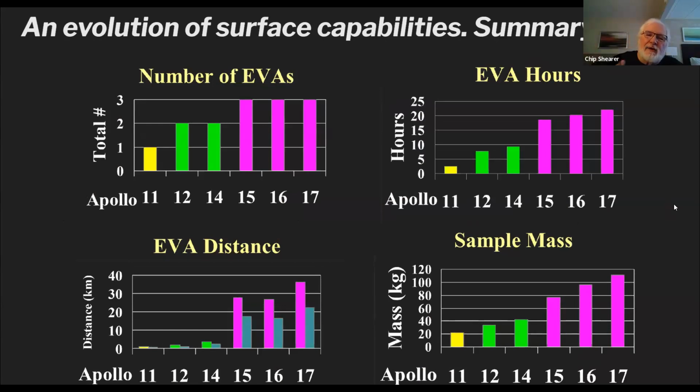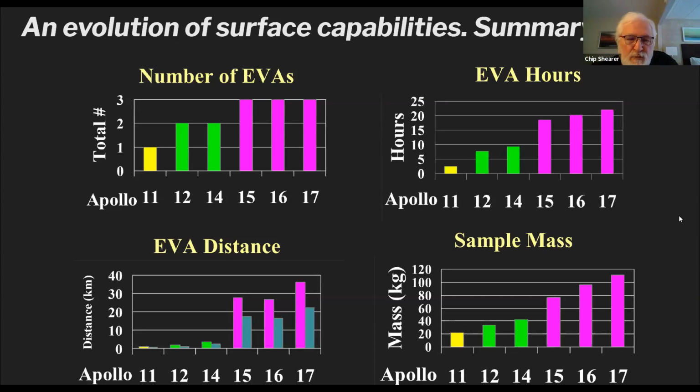This is just a diagram that really illustrates the evolution of surface capabilities. This is with regards to the number of EVAs that astronauts were able to participate in, starting with one EVA during Apollo 11, all the way up to three during 15, 16, and 17. The chart next to that shows the number of hours astronauts spent in activities on the surface of the moon. Again, we went from 2.5 hours for Apollo 11 to Apollo 17, where the astronauts were on the surface approximately 25 hours.